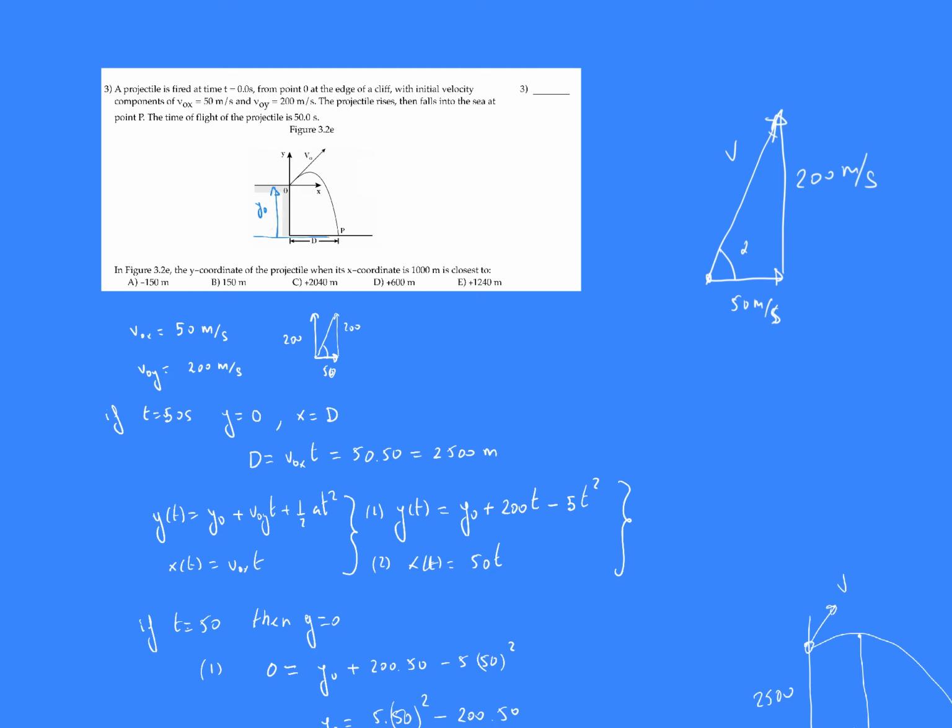We will see. And the question says, when x equals 1,000 meters, what is the y? Let's say x equals 1,000 meters is here. What is this h? I don't know where x equals 1,000 meters is, because I need to find the d.